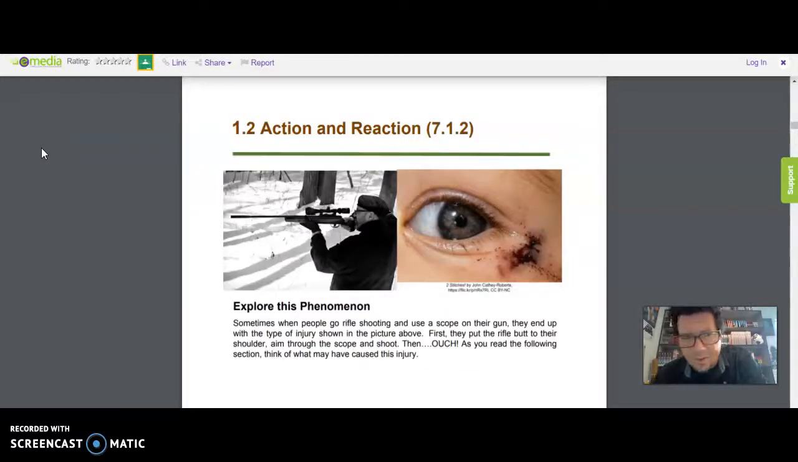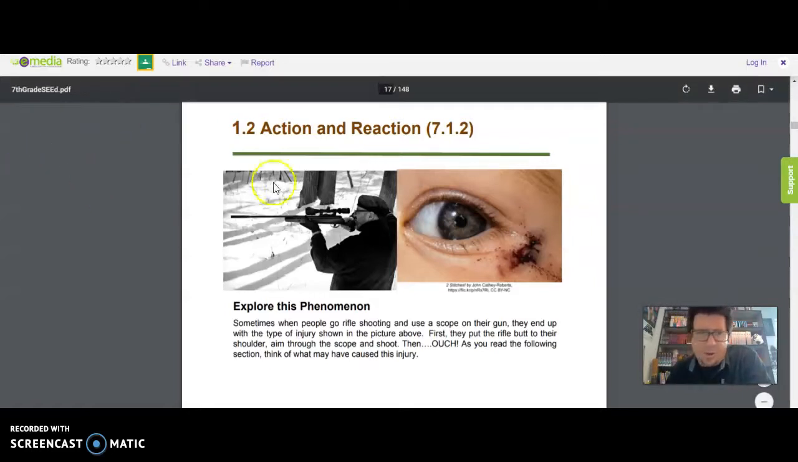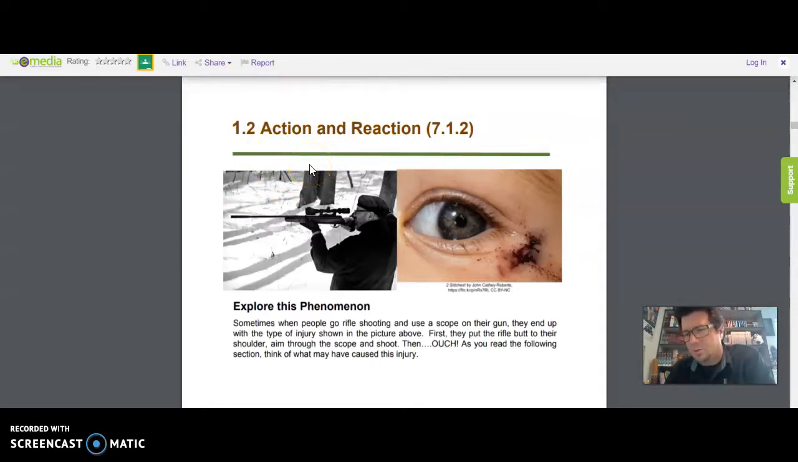Okay, we're going to be in the second chapter of the first unit of seventh grade math, the online textbook. We're going to be looking at action and reaction. Again, we are getting into physics, the laws of the way physical things move each other, and how energy and all that stuff works into it.